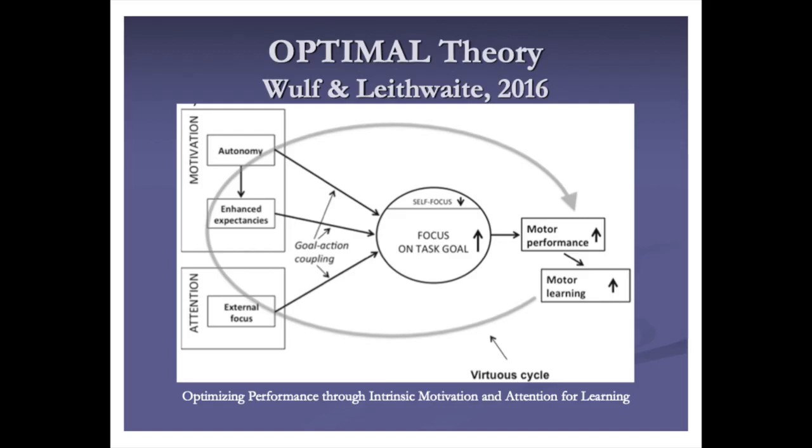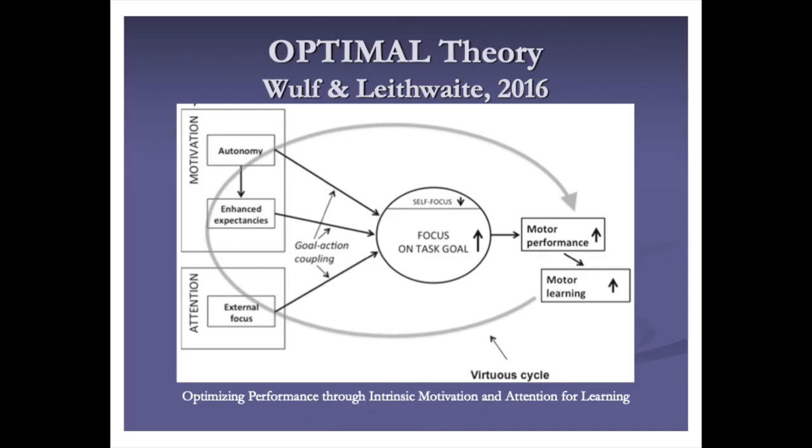you with motor learning. So these three things go into helping the individual focus on the task goals and decreasing focus on themselves. These two, decreased self-focus and an increased focus on task goals, improve motor performance, which therefore improves motor learning. The improvement in motor learning then improves our external focus, improves our enhanced expectancy, increases my autonomy, and then also improves motor performance and therefore leads to motor learning. So this cycle is very positive.